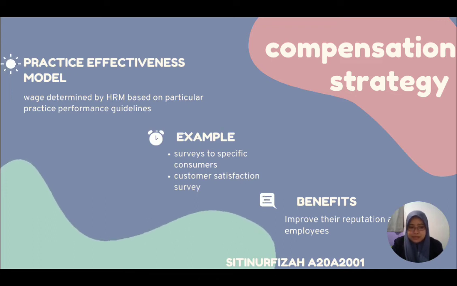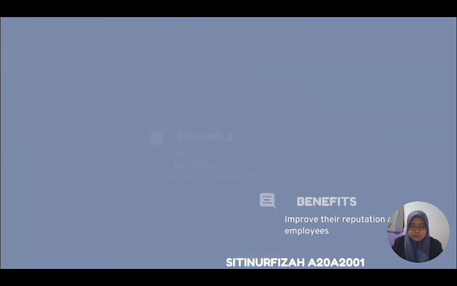For example, HRM will send a survey to specific customers, such as a customer satisfaction survey. If the client provides the employee a positive review, then the employee's bonus will be increased. The benefit of this model is that it helps workers to improve their work reputation in the future.